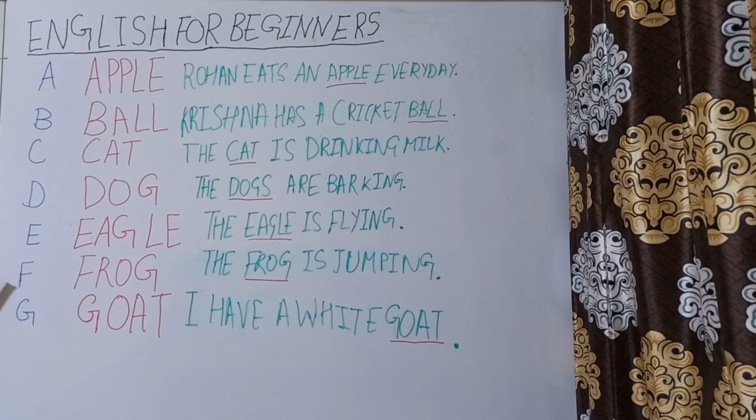F. F for frog. Frog is spelled as F-R-O-G. Let's see how the word frog can be used in a sentence. The frog is jumping. Let's move to the next alphabet.